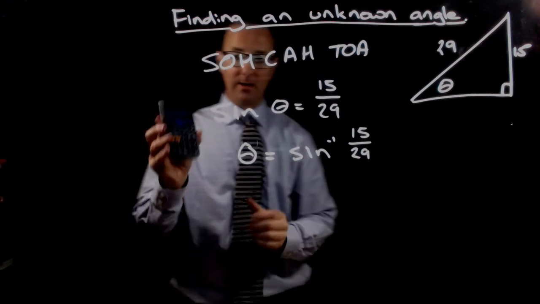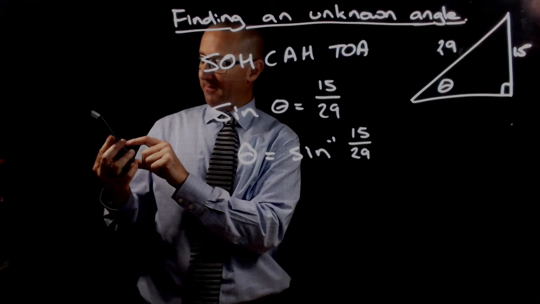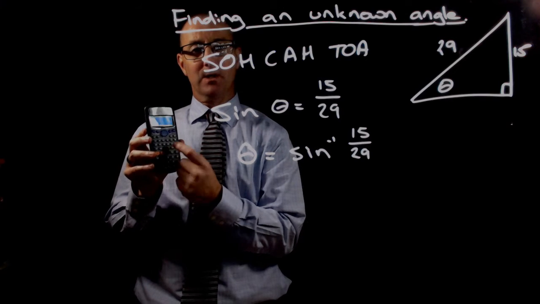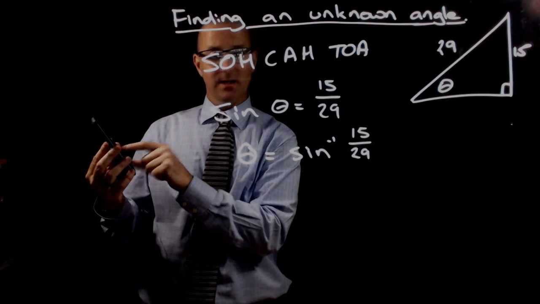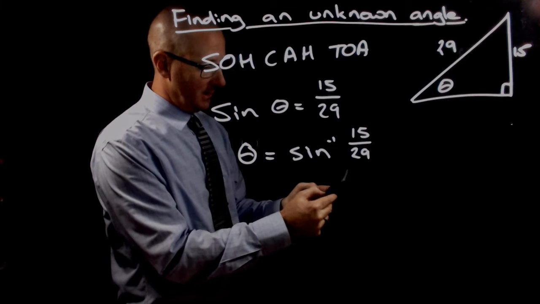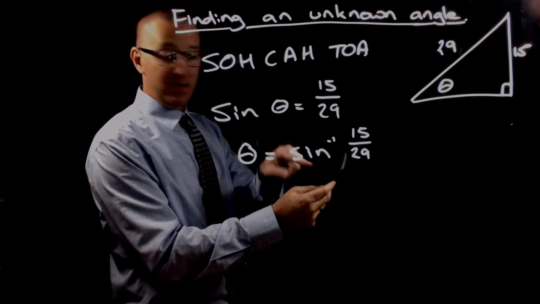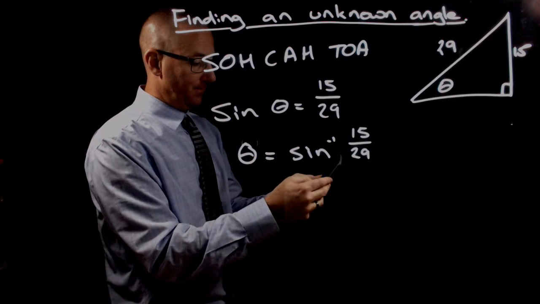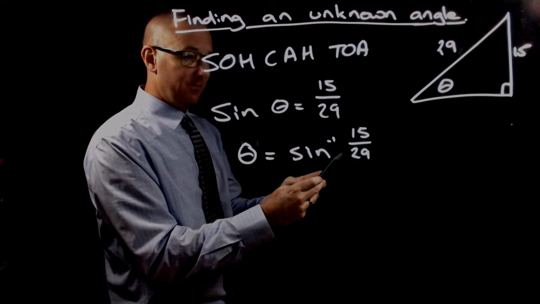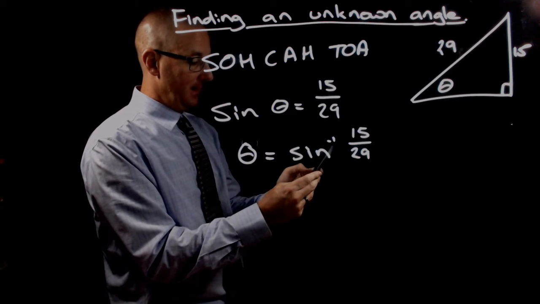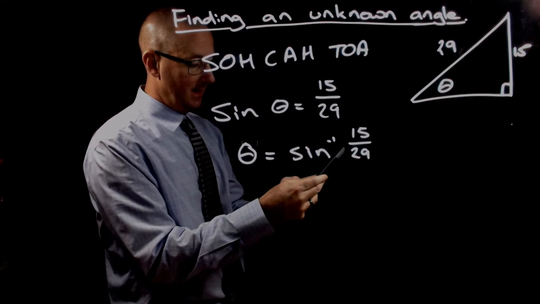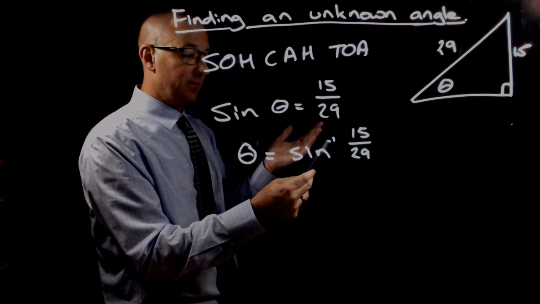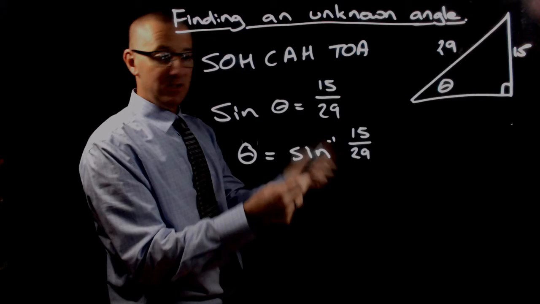Then we grab our calculators, and you'll see that just above the sine button on your calculator there's the inverse ratio button. To access that you'd push shift and then sine. You'll see that your calculator says sine to the power of minus 1, and then you'll put this fraction. So we want 15 divided by 29, and then close our brackets and press equals, and you'll see that the answer is 31.1473892 degrees. Remember, this is an angle.